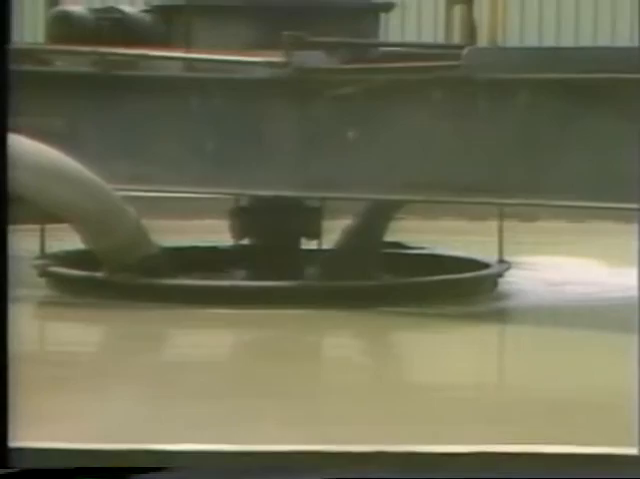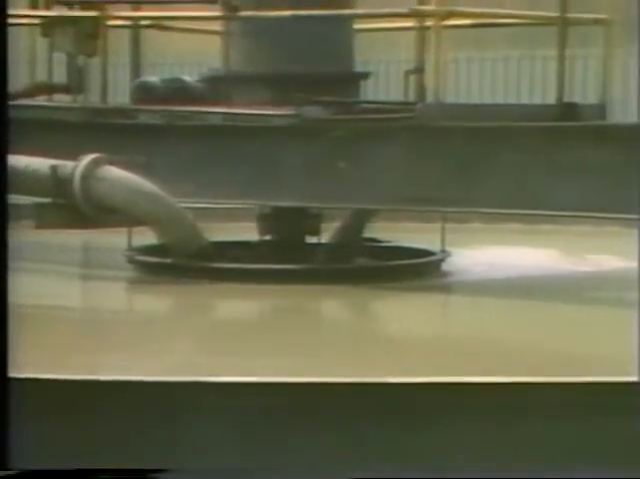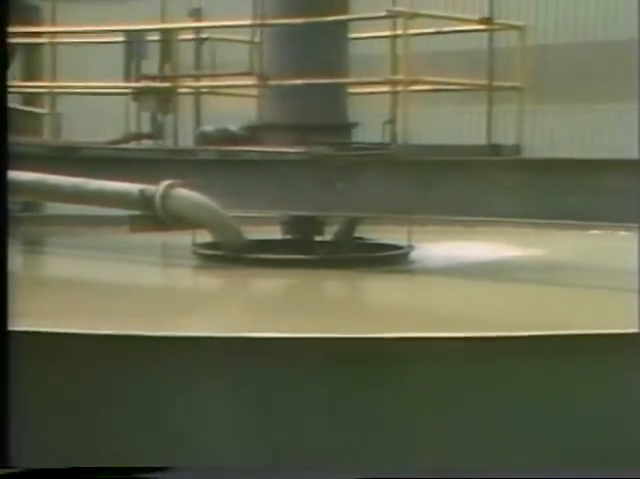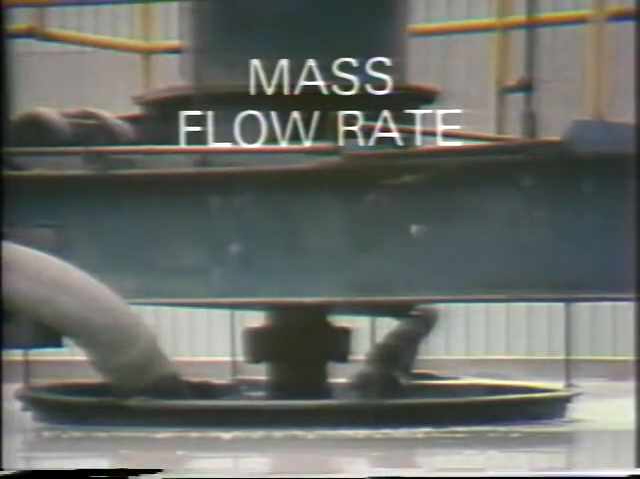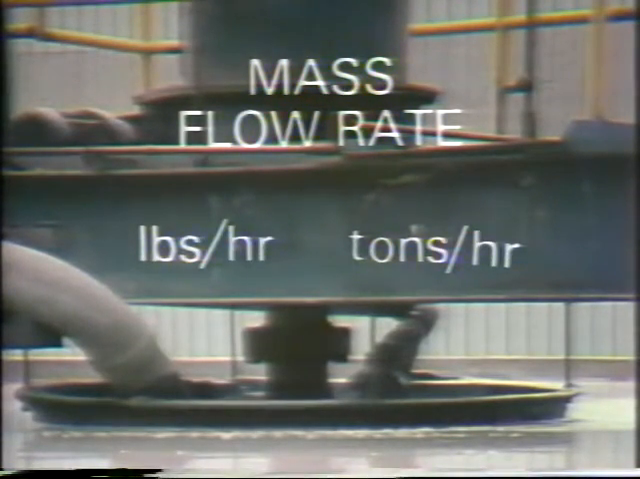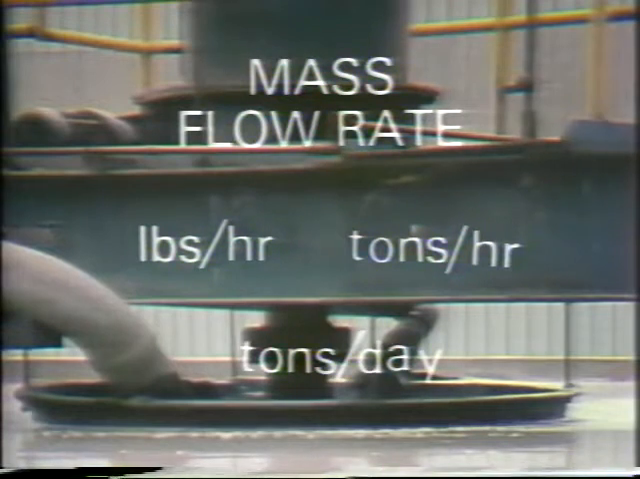When we consider the amount of fluid as mass, we're measuring the mass of fluid that passes a given point in a given period of time. Now, this is known as mass flow rate, which is typically measured in pounds per hour or tons per hour. But like volumetric flow, other units are sometimes used. Tons per day is one example.